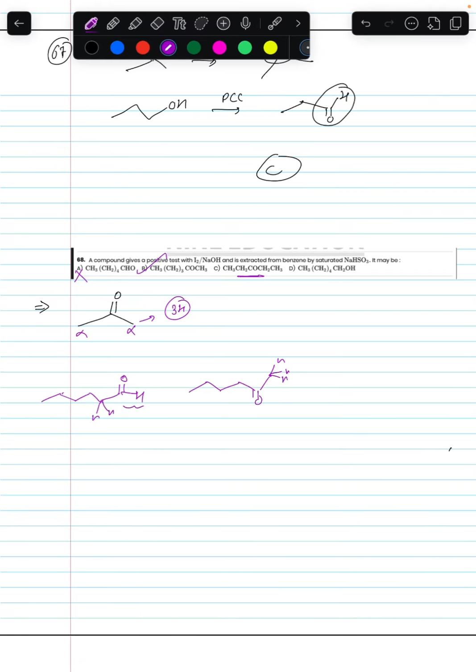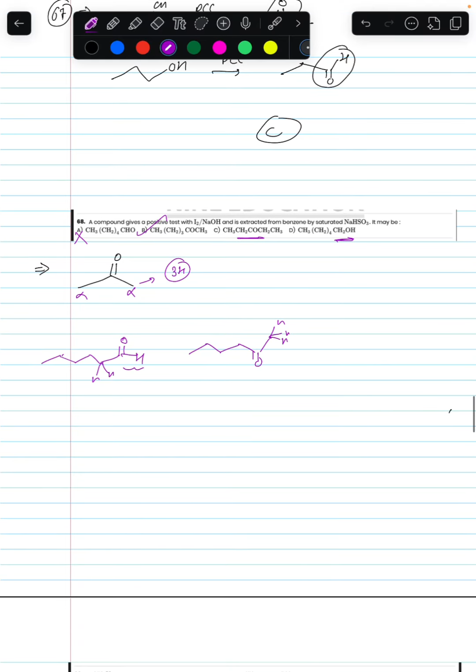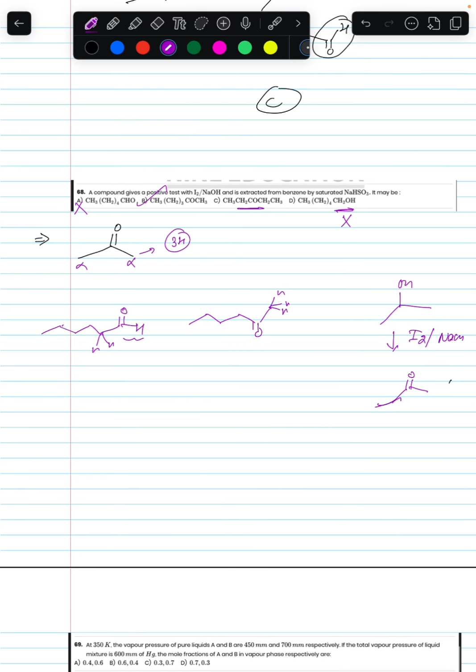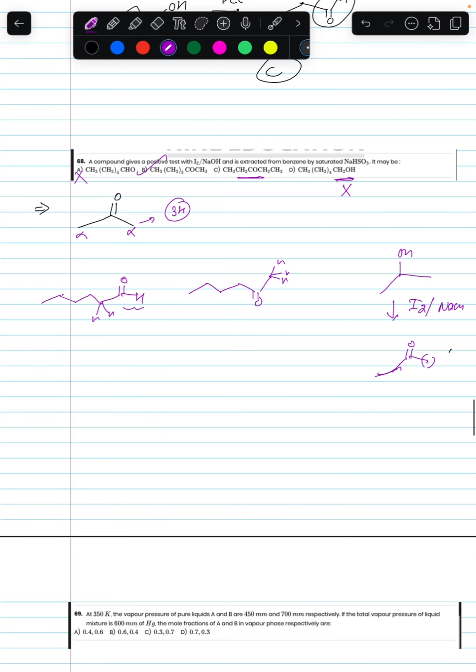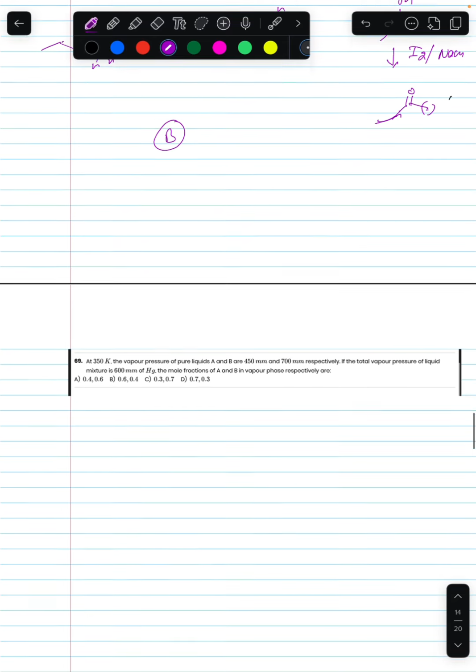Similarly here, there are 2 hydrogens on the left hand side and right hand side, and it is a 1 degree alcohol. A 1 degree alcohol does not give the iodoform test, but a 2 degree alcohol does, because I2 NaOH will oxidize the 2 degree alcohol into ketone. In that case it will give the iodoform test if 3 hydrogens are present at the alpha carbon, otherwise not. So the correct answer is B.